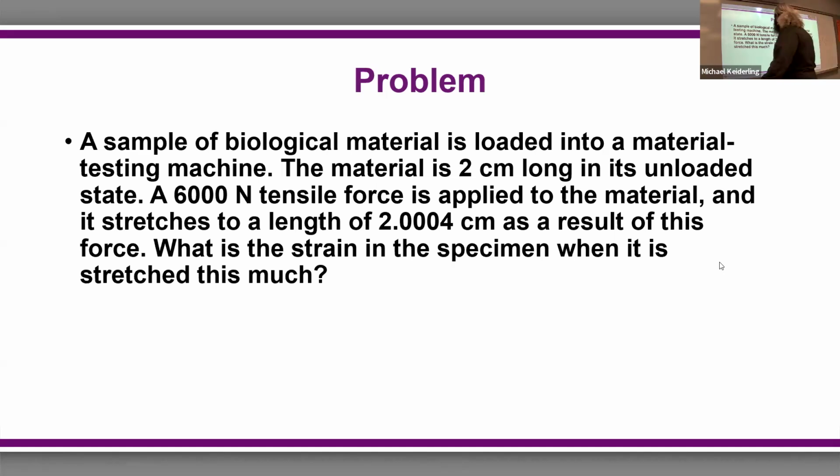So the strain is going to be delta length over length. So 2.00004 centimeters minus 2 centimeters over 2 centimeters. 0.00004 centimeters over 2 centimeters, which is 0.00002. And that doesn't have units, it's just a number, because it's a ratio.